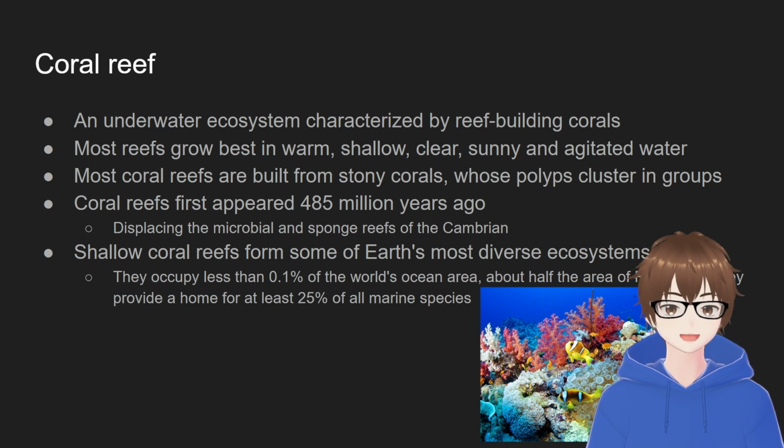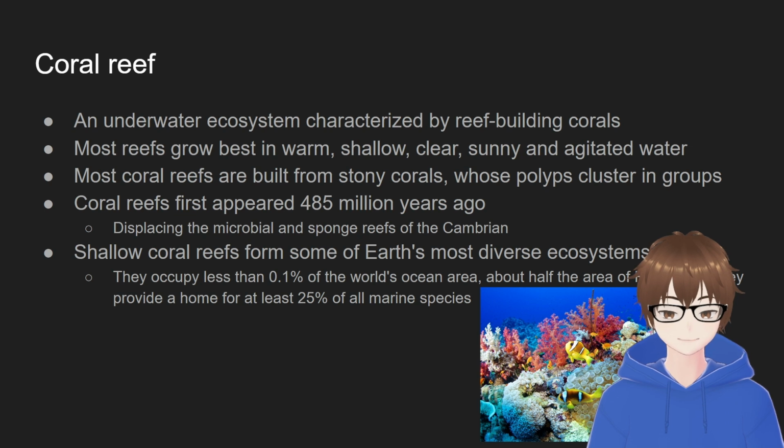Coral reefs first appeared 485 million years ago, displacing the microbial and sponge reefs of the Cambrian. So during the Cambrian period, instead of corals, there were sponge reefs because sponges grew so well during the Cambrian period.